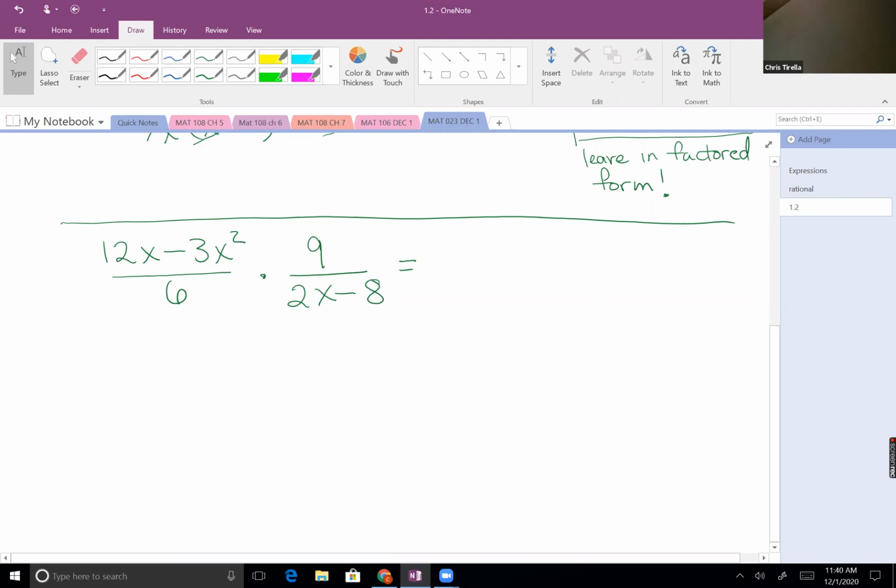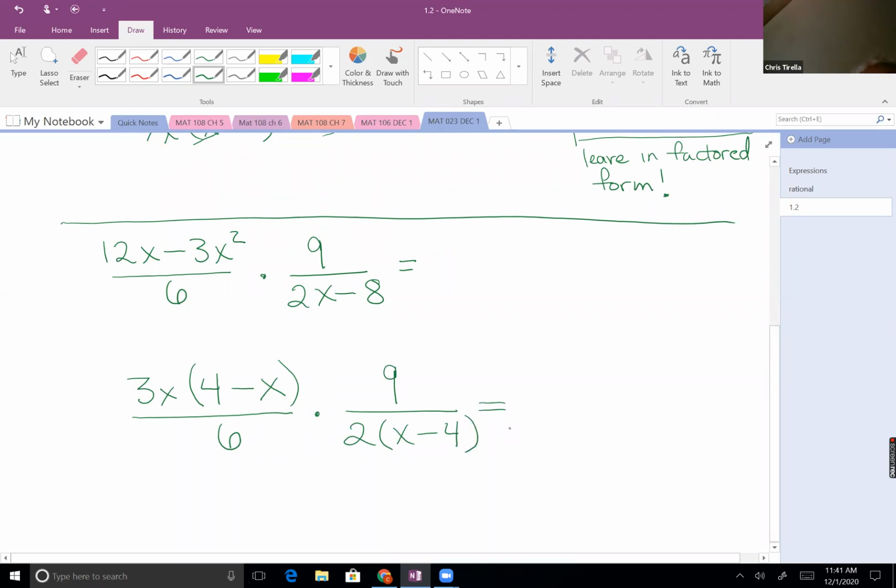Are we ready to go over, or do you want me to wait another minute? I'm ready. You ready? Okay, first numerator, there's a common factor of 3x. When we divide 12x by 3x, we get 4. When we divide that 3x squared by 3x, we get x. We've got 4 minus x. I'm going to leave the 6 alone. Then I have 9 times, in that denominator, there's a common factor of 2. And I'm left with x minus 4.